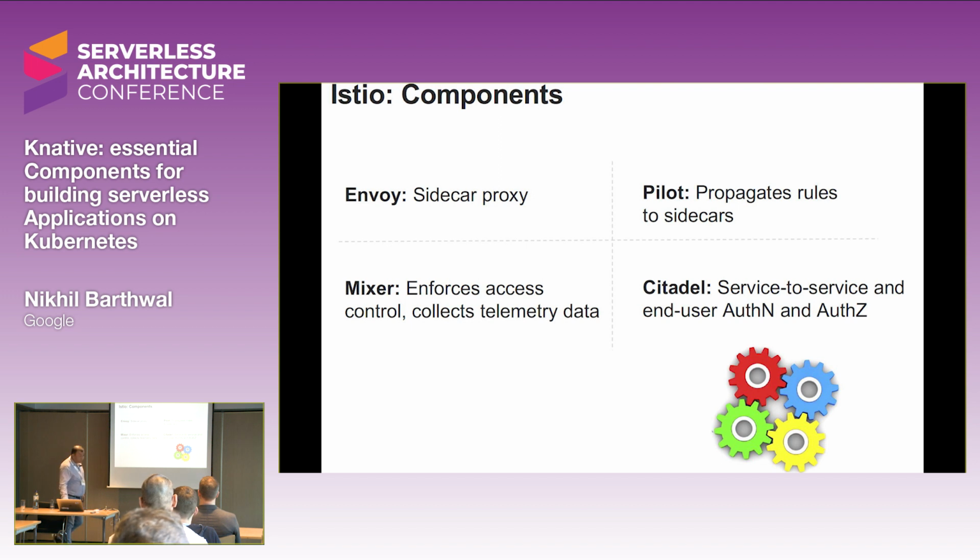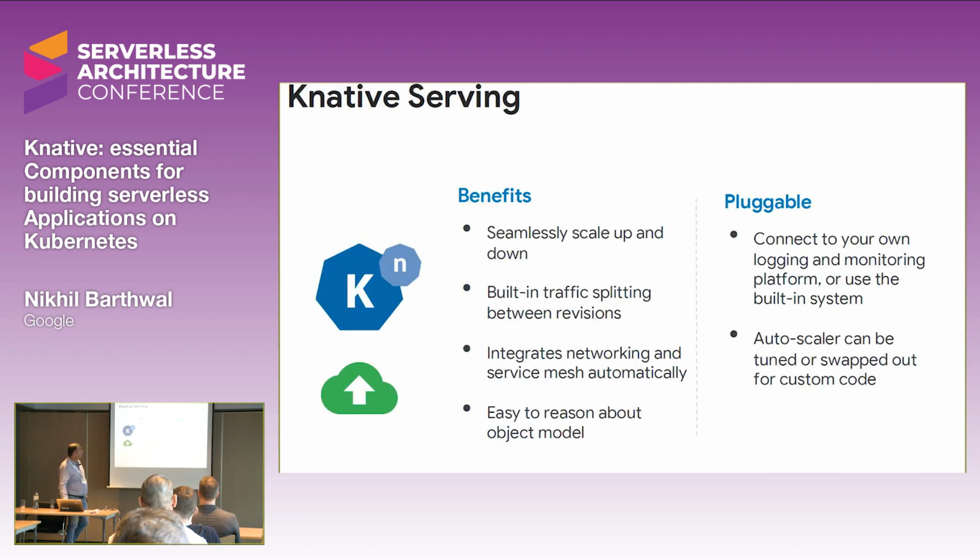Anyway, let's actually move to the primitives for Knative. Serving is the first primitive. The benefits are that I can seamlessly scale up and down, which is basically one of the characteristics of serverless. I can have built-in traffic splitting. I'll have an example on this, but I did mention that you can create different revisions and you can split the traffic. And then I can integrate network and service mesh. And it's very easy to reason about the object model.